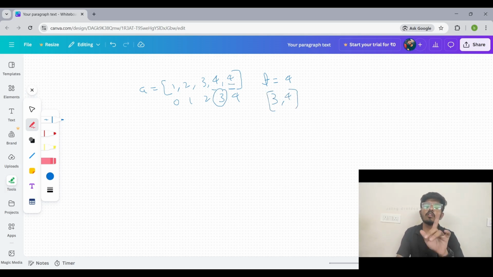If I have only one value, that is, only one 4 at the third index, then I should return 3, 3. For example, if I take the target value as 10, in this list I don't have the target value. So the answer should be -1, -1.